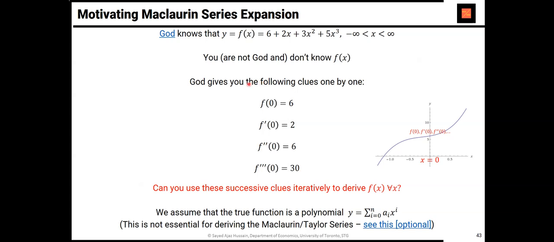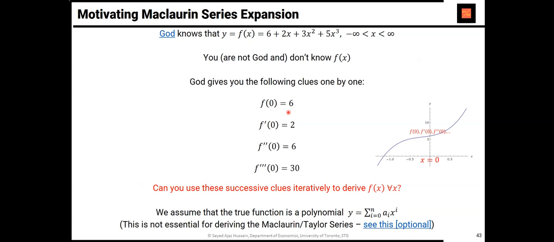So the Almighty tells you first, listen, I will not tell you anything about the function except one thing only. The value of the function at time 0 is equal to 6. That's it. That's all God tells you. And based on the fact that the value of the function at 0 is equal to 6, you are then supposed to guess the shape of this function, the entire function, just by knowing one number. Think about how crazy that is.